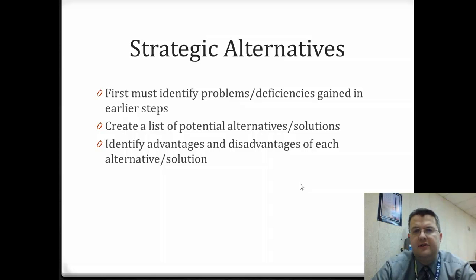The next, you have your strategic alternatives, which basically is identifying the problems and deficiencies from those previous steps we talked about. Create a potential list of actions or solutions to take place, and then identify what the advantages and disadvantages of each of those solutions could potentially be.